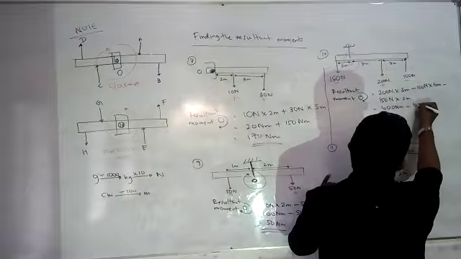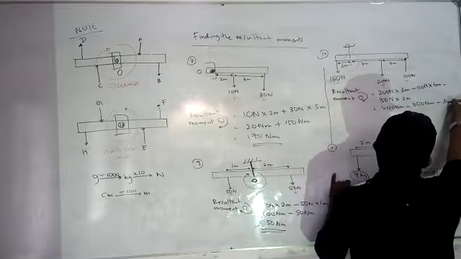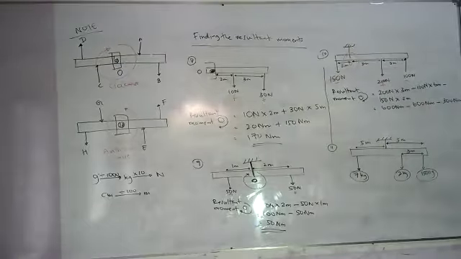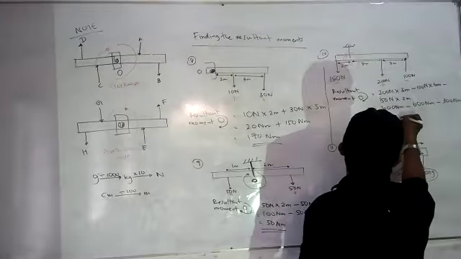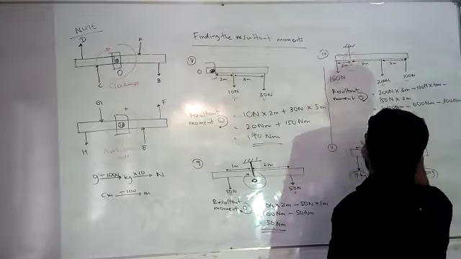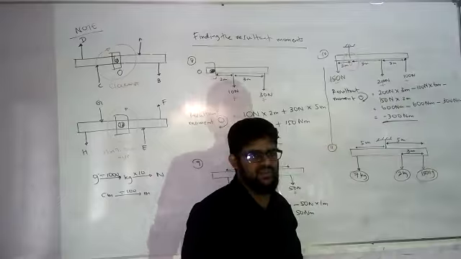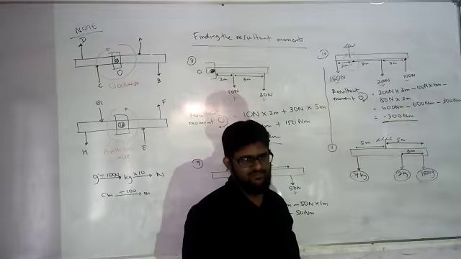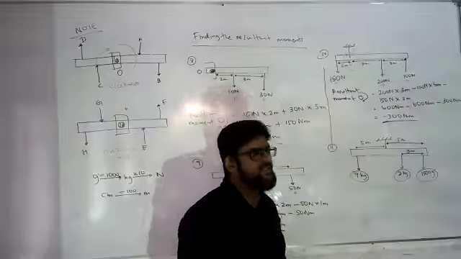200 Newton into 3 meters, 600 Newton meters. Minus 100 into 6, 600 Newton meters. Minus 150 into 2, 300 Newton meters. 600 and 600 cancel off, plus minus. What is remaining now? Minus 300. So what is the resultant? Minus 300 Newton meters. Minus also means the moment is actually in which direction? Anti-clockwise. Because minus means the resultant is in the opposite direction.